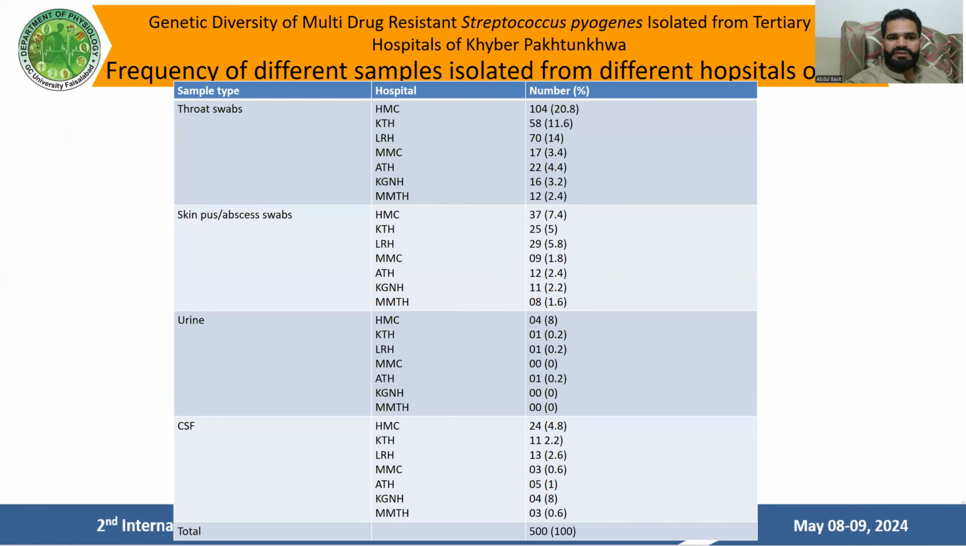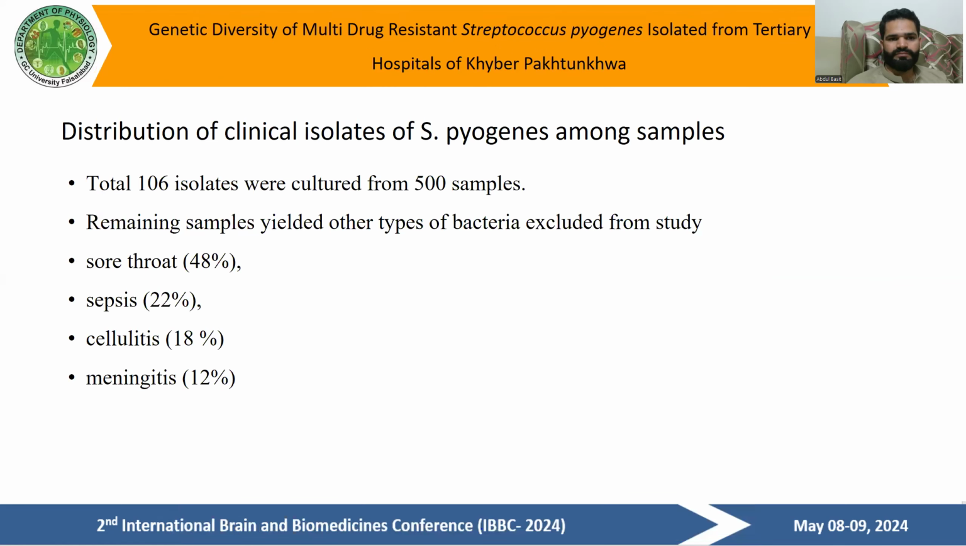The results: different samples, as we stated, throat swab samples, skin swabs or abscess swabs, urine, and CSF were obtained. A total of 500 samples were received from different tertiary care hospitals, which include HMC, KTH, LRH, MMC, ATH, KGN, and MMPH. The maximum number of samples were collected from the throats, followed by the abscess or skin samples, followed by the CSF, and a very minimum number of urine samples were collected.